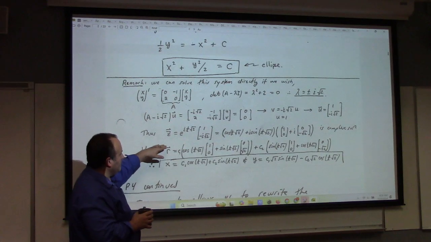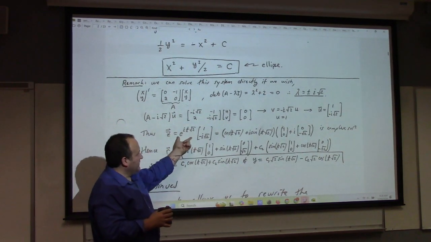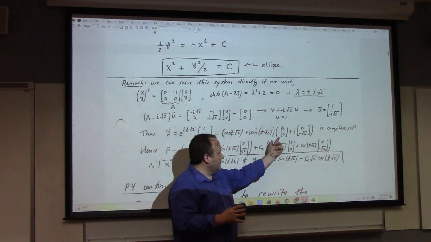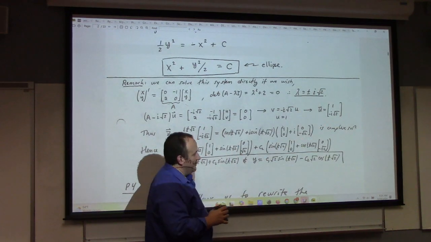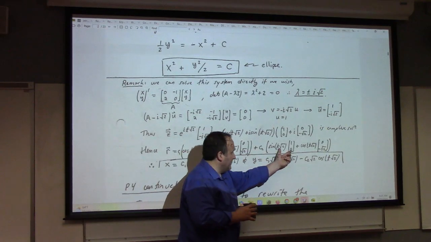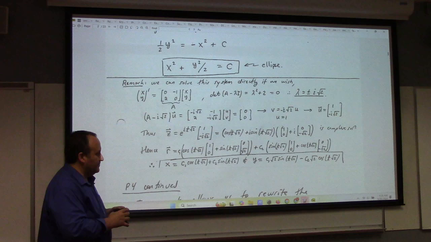But anyway, so here's the complex eigensolution. So this, remember, is cosine plus i sine, right? And this vector expands into the real part plus i times the imaginary part. I multiply it out. I have a real part. I have an imaginary part, which I separately take as solutions. And so there you go.